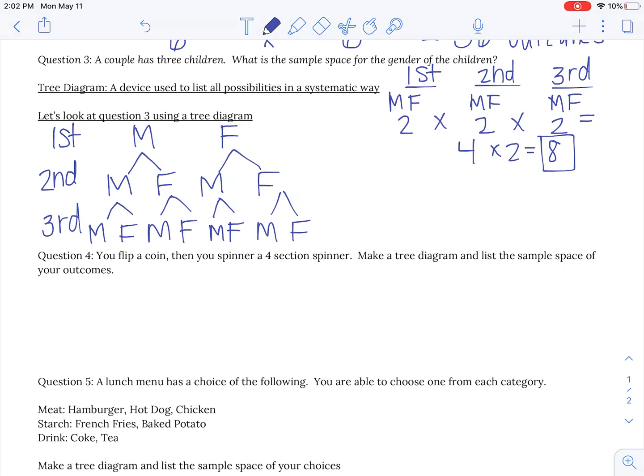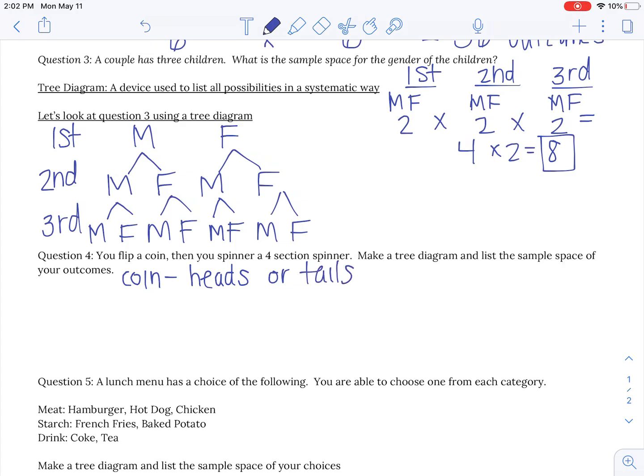Let's look at question number 4. You flip a coin and then you spin a spinner. So we have 2 different options here to make our tree diagram, and then we're going to list it out in what we call a sample space. So I'm going to list our options first. We have a coin. The coin can either have heads or tails.